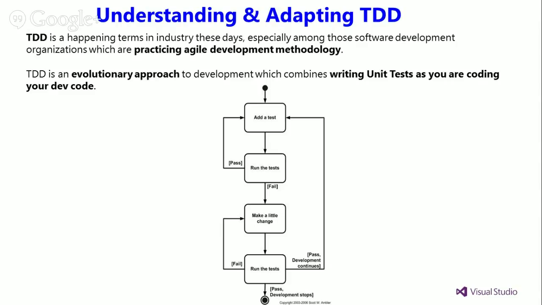So you make a little change, you run the test again. If it fails, that means there is still room for refactoring and modifying your development code. You have not written the functionality well enough. Whereas if it passes, then you are good to go. Move on, add another test, and then let it either fail or pass.